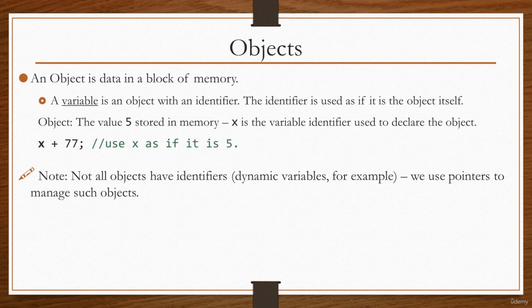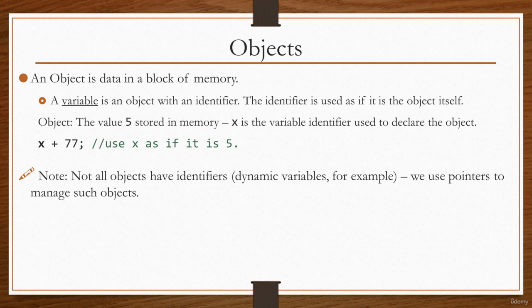So when we talk about dynamic memory and so on, it's important to know what an object is as well, for example, and basically the difference between that and a variable. Now, an object is essentially data in some block of memory, just the data, whereas a variable is an object with an identifier. So typically we use the identifier as if it is the object itself. You declare some integer x and you set that to 5. The value 5 is stored in memory, and x is the variable identifier used to declare the object.